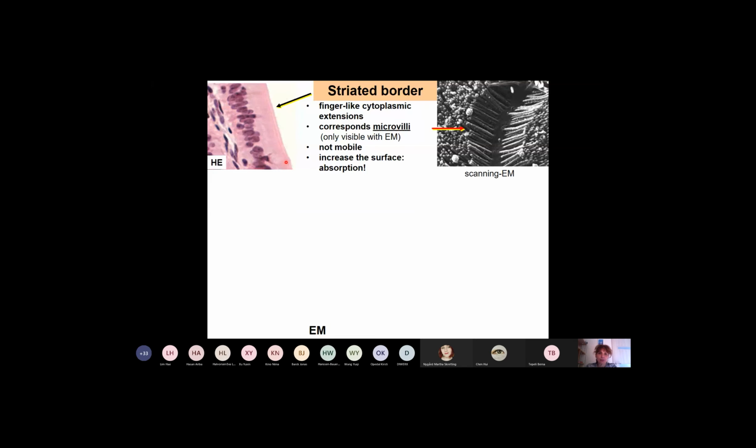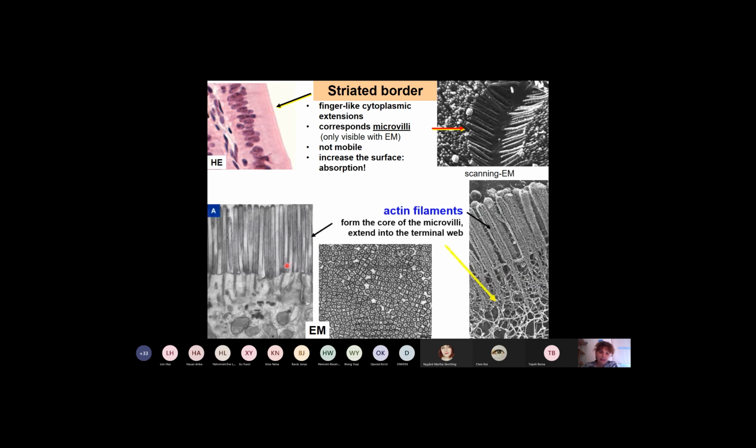And here you can see the striated border, but we have already learned it, so please repeat from the first semester the structure of these microvilli. These are mainly electron microscopically visible. So here you can see these cytoplasmic projections which are covered by the cell membrane. Here this is a cross section, and here you can also see that in the center of these microvilli we always have microfilaments, actin filaments. These actin filaments form the skeleton for these projections.